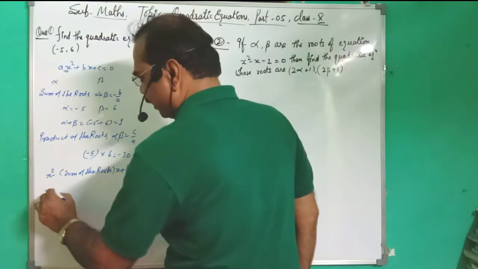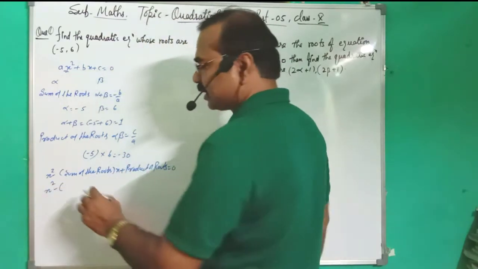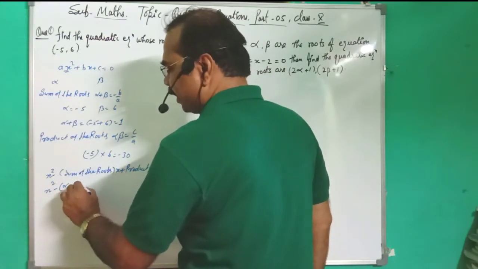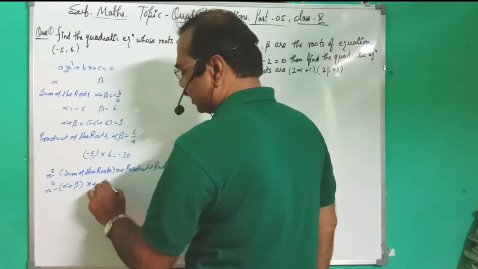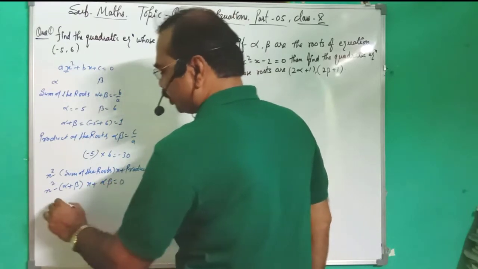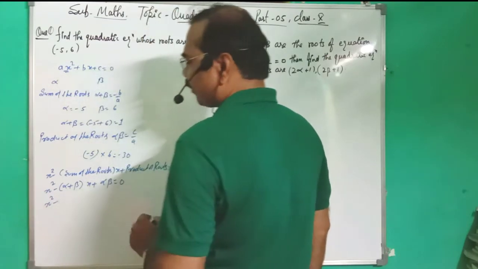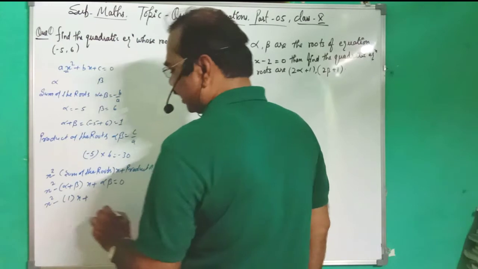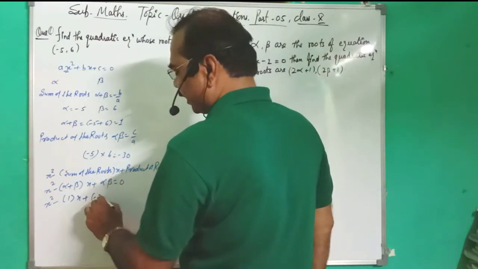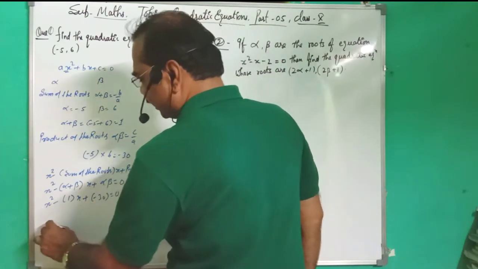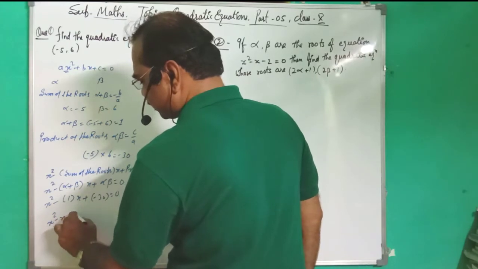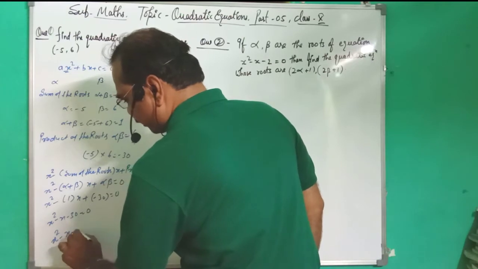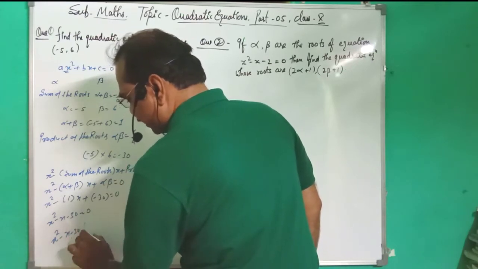x square minus the sum of the roots, where one root is alpha and the second is beta, so alpha plus beta times x, and the product of the roots, alpha into beta, is equal to 0. x square minus the sum of the roots, that value is 1, x, and alpha into beta, that value is minus 30. So we get x square minus x minus 30 is equal to 0.